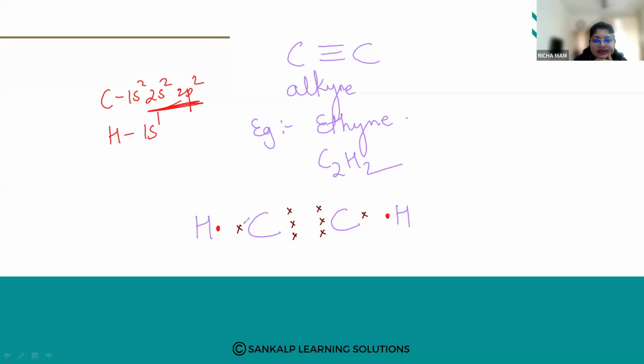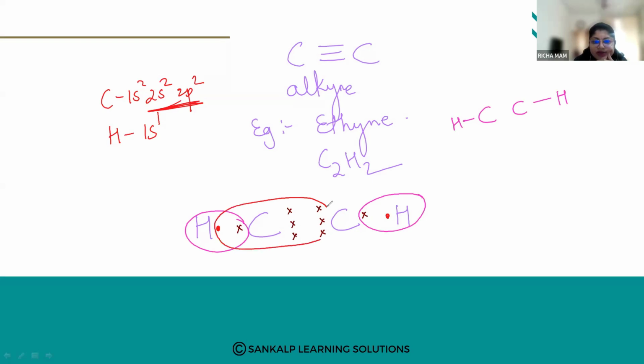Now let us form the bond. This will form one single bond, and this will form another single bond. So if I write C, C, hydrogen, hydrogen, these bonds are formed now. Across this carbon atom, let us see: 1, 2, 3, 4, 5, 6, 7, 8. So 8 electrons. It has obtained its octet.